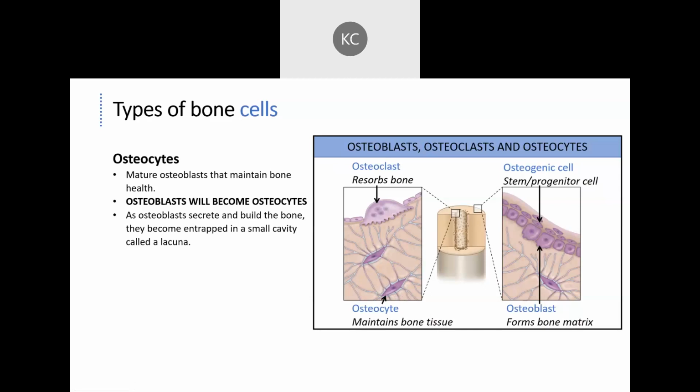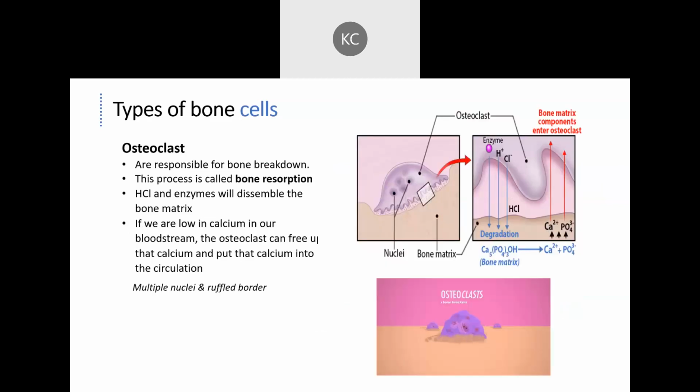All right, so the cell molds to the shape of the lacunae, and it becomes trapped there. But the important thing is osteocytes are derived from osteoblasts. And then the last cell here are osteoclasts. So we said that B means to build. It means to build up.